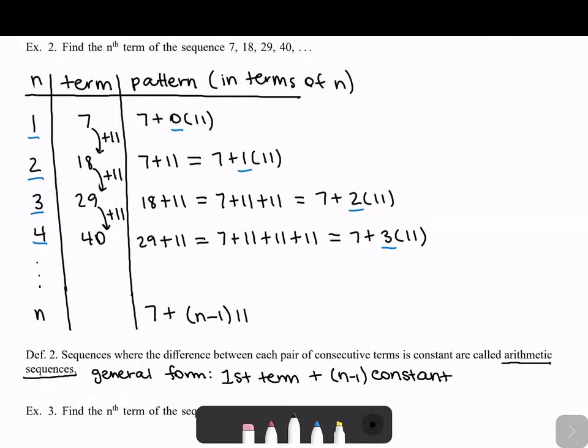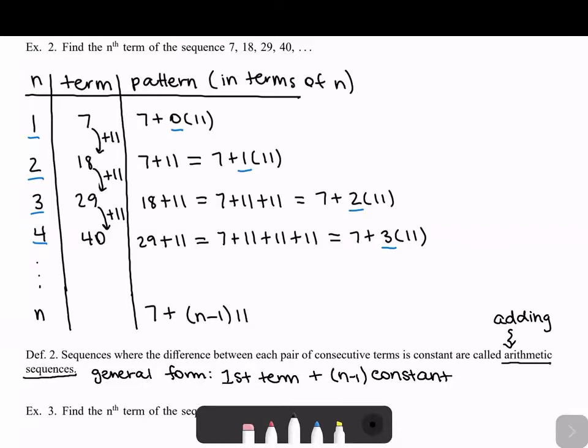So every arithmetic sequence, arithmetic for adding, is going to have this general form where our pattern is going to be the first term plus n minus 1 times the constant that we're adding each time. So this is going to be an arithmetic sequence. So arithmetic, you can always think of adding, is an arithmetic sequence, is always adding.